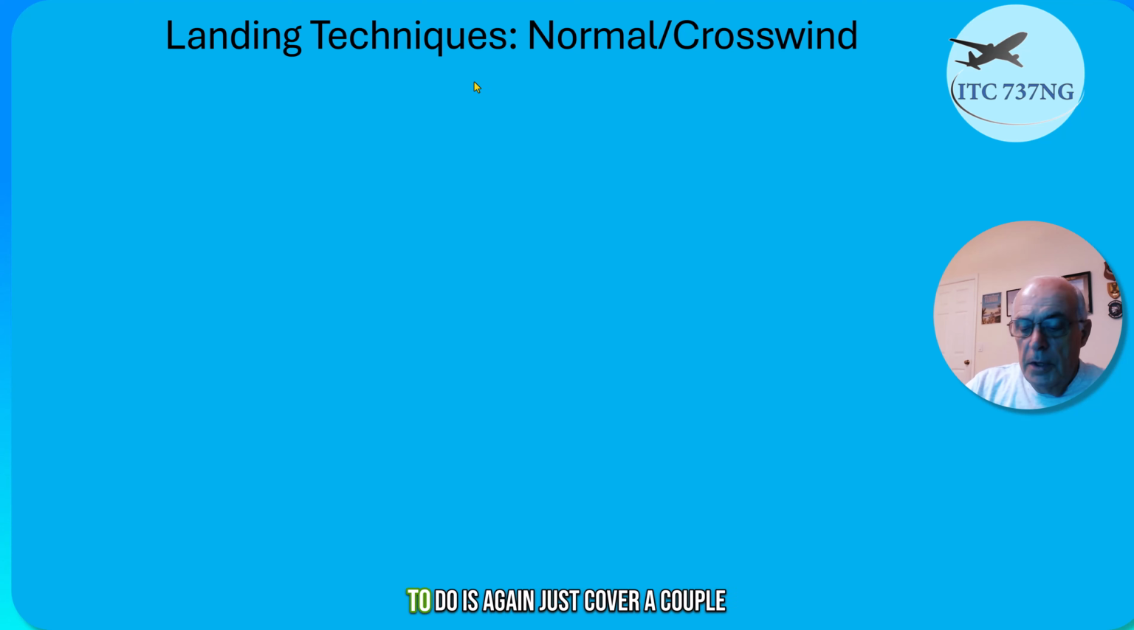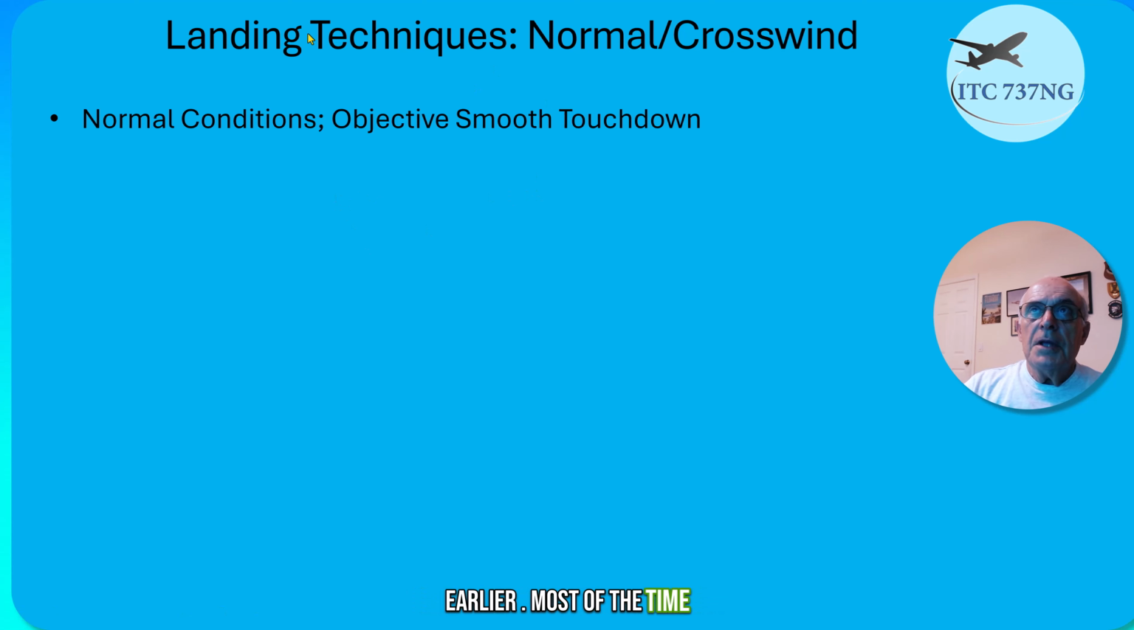So with that, I want to cover a couple points that we talked about earlier. Most of the time, fortunately, with our flying, we have relatively benign or normal conditions that don't really challenge us like some of the other things involved in an approach and landing under various wind conditions and runway conditions. We're going to cover all of those as we go forward. But as I mentioned in that previous video that is out there on YouTube now, an objective for all of us is to try and make as smooth a landing as possible.